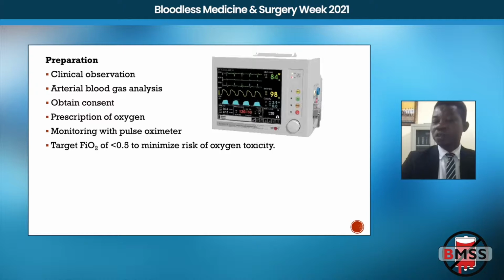Apart from saturation, we also need to do arterial blood gas analysis to know if the patient is in deficit of oxygen. There is hypoxia, and there is need to correct this hypoxia so that we don't allow the patient to start developing some tissue or cell injury or tissue damage.